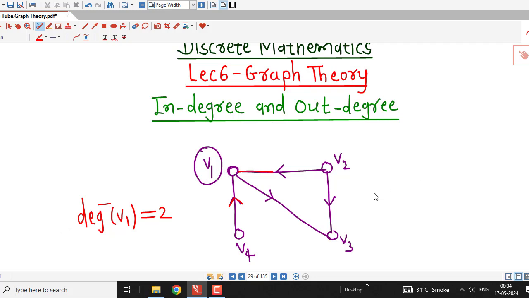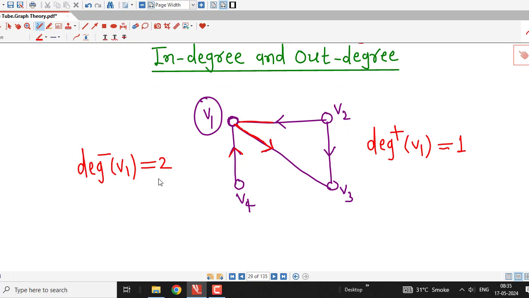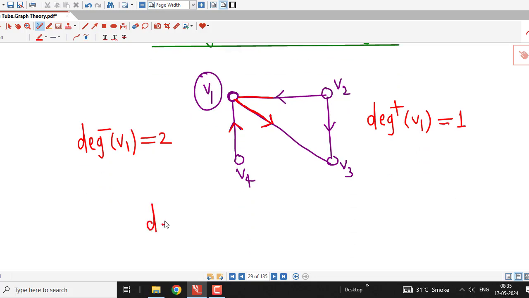Similarly, we can talk about out degree. Out degree means the number of edges whose initial vertex is v1, or the number of edges which are going out of v1. Here is one edge going out of v1, the edge beginning at v1. So the number of edges whose initial vertex is a given vertex is called the out degree of that vertex. Here there is only one edge going out of v1, therefore the out degree of v1 is 1. In this way we can determine the in degree and out degree.